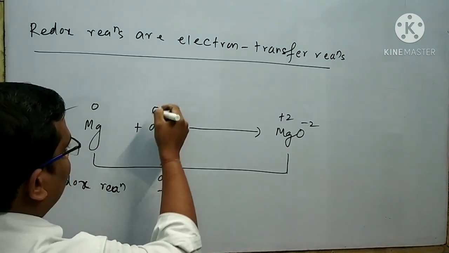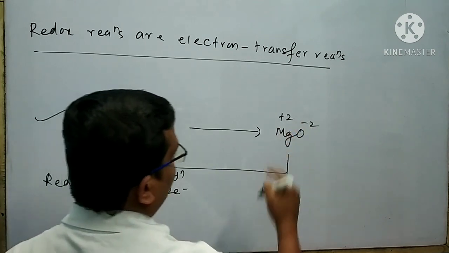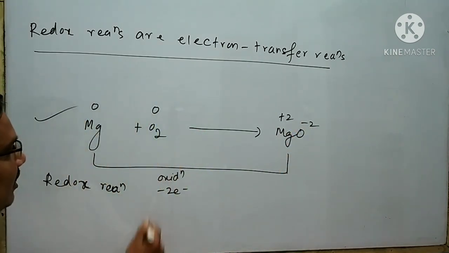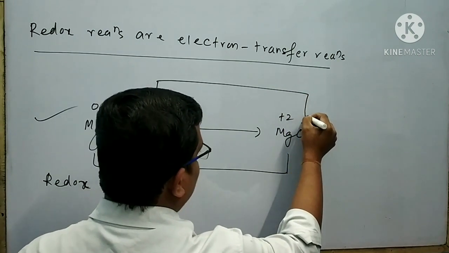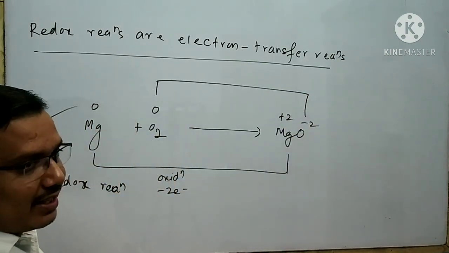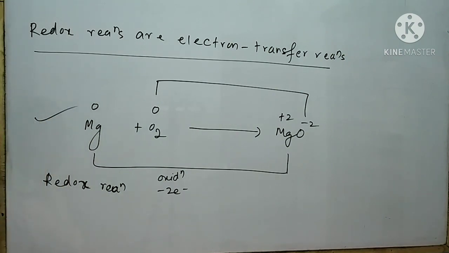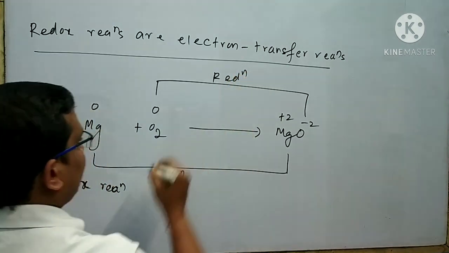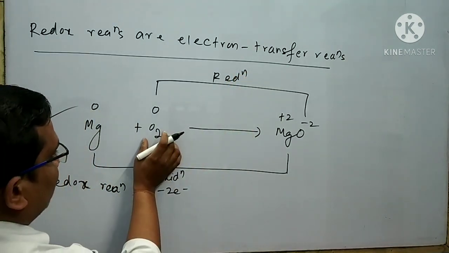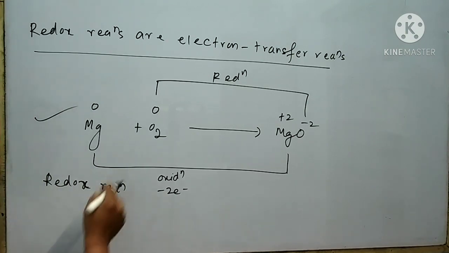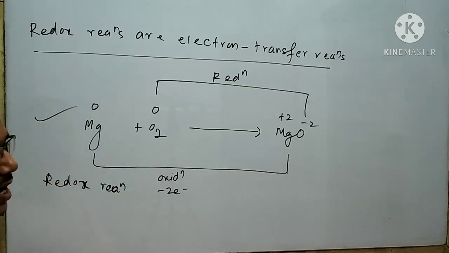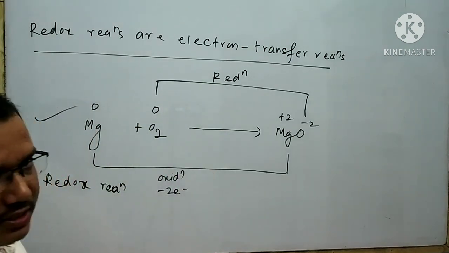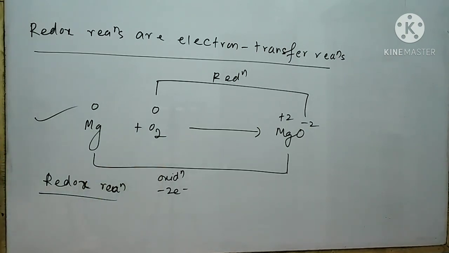Like that, look at here, oxygen has 0 oxidation state but here oxygen has -2 oxidation state. That means there is a decrease in oxidation number. We know that an increase in oxidation number is said to be oxidation, and a decrease in oxidation number is said to be reduction. That means oxygen undergoes reduction. As a result, the oxygen is converted into an O-2 ion. In this reaction, both oxidation and reduction take place. So this is an example of a redox reaction.